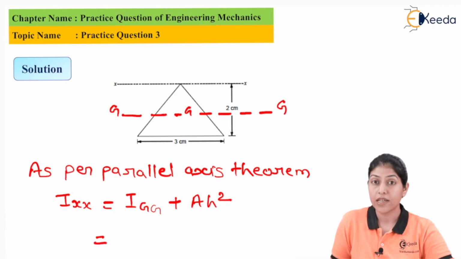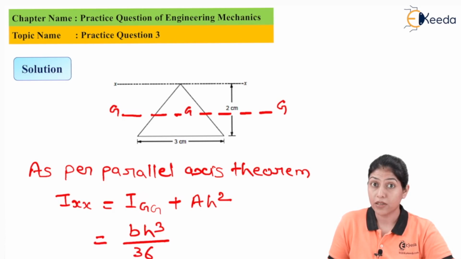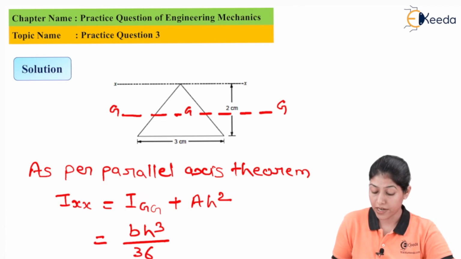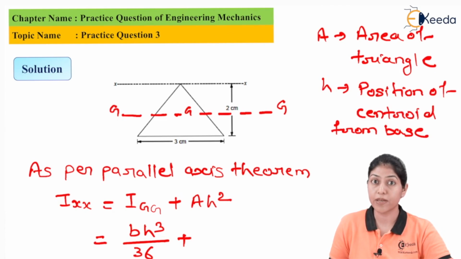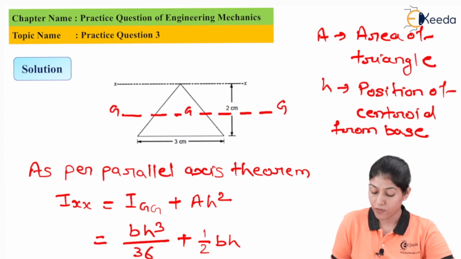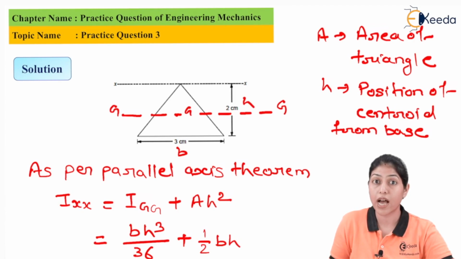For a triangle, the moment of inertia about the axis which is passing through centroid we can determine by BH³ by 36. This is the formula, and A is representing the area of the triangle and h is representing the position of centroid from the base. So A will be the area of the triangle, and the area of the triangle will be 1 by 2 B into H. B is representing the base and H is representing the total height of the triangle.